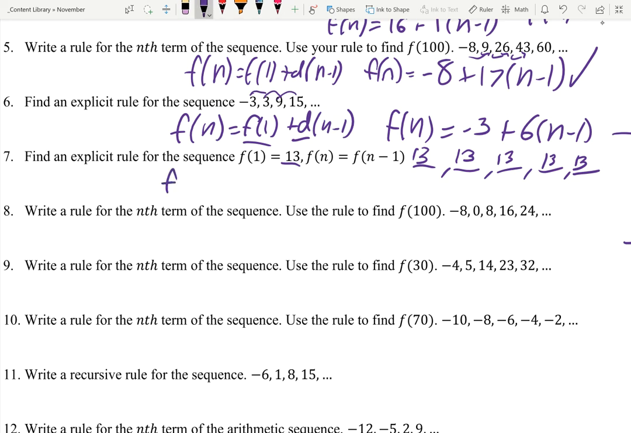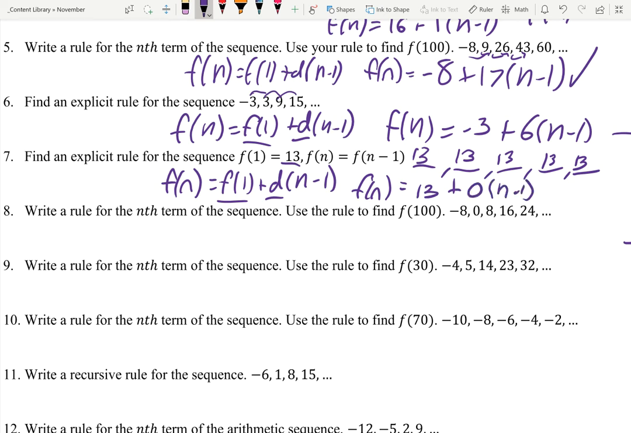So if we're going to write an explicit rule, it would be f of n equals f of 1 plus d times n minus 1. Now in this case, when we plug in our f of 1 and our d, it'll be f of n equals f of 1, which is 13, of course, plus 0 times n minus 1. And even if you distribute the 0 times n minus 1 in general, this whole thing, because it's being multiplied with 0, is just 0. So it's essentially kind of pointless, right? It's the same thing as saying 13 plus 0. F of n equals 13 plus 0, which means f of n just equals 13. That is the entire function.